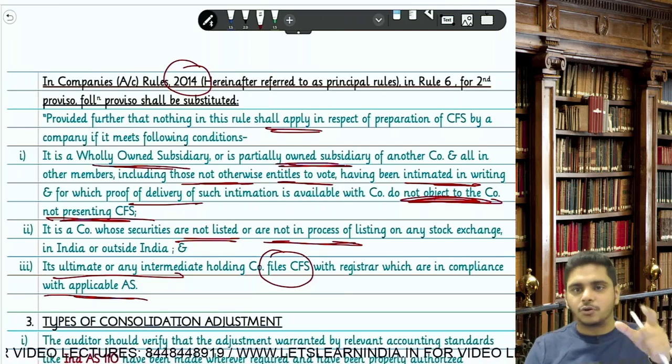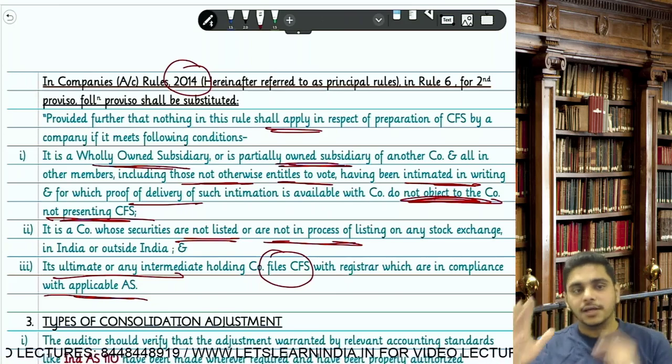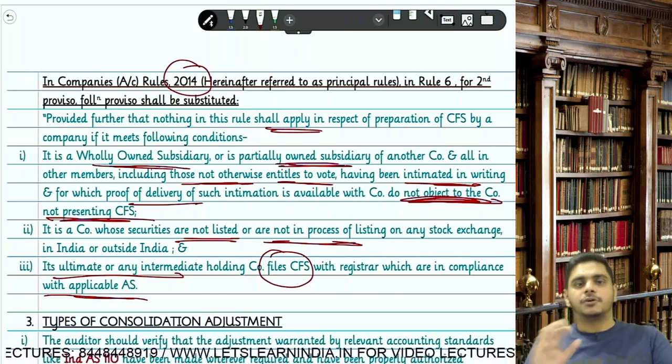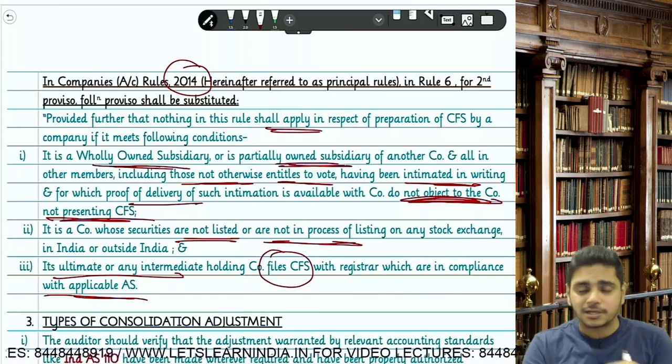For section number, you always write Companies Act 2013. For rules, you always write Companies Rules 2014. Section is Companies Act 2013, rules Companies Rules 2014. Understood this much? We will be writing notes in the class, do not worry.